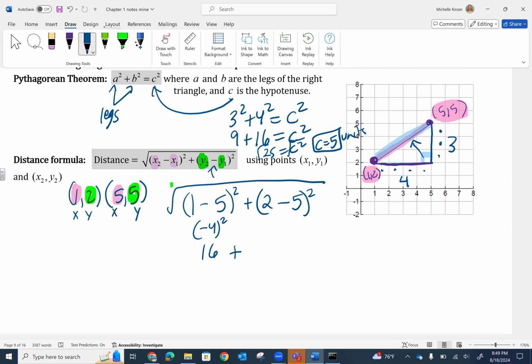So 2 subtract 5 is -3. -3 squared is 9, because -3 times -3 is 9. Then it says add these two together, you get 25, and then we're going to take the square root and you get 5 units.